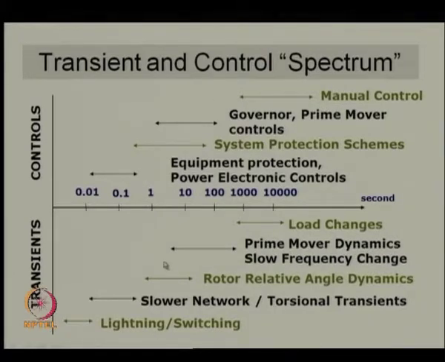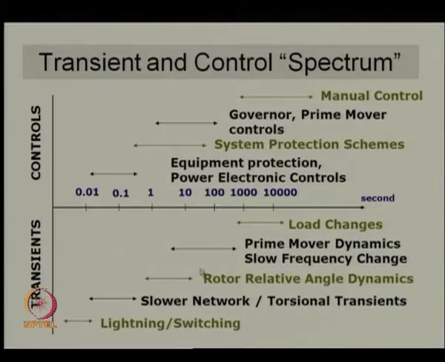Okay. So, if you just look at the kind of transients you are likely to study, in fact, you will be studying some of these transients in this particular course. The fastest transients in a power system are those associated with travelling wave phenomena on the transmission lines. In such a case, you will have to model transmission lines in a great amount of detail. You may have to model them as PDEs, partial differential equations.